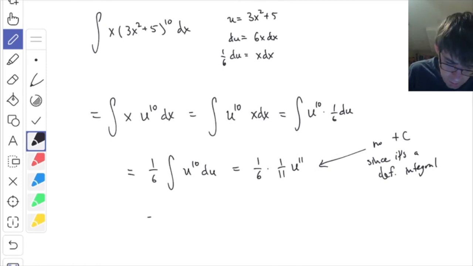So this is 1, would you mind if I say 1 over 66? I usually don't simplify, but I happen to be an expert at multiplying 11 by a single digit. 3x squared plus 5 to the power 11. All right.